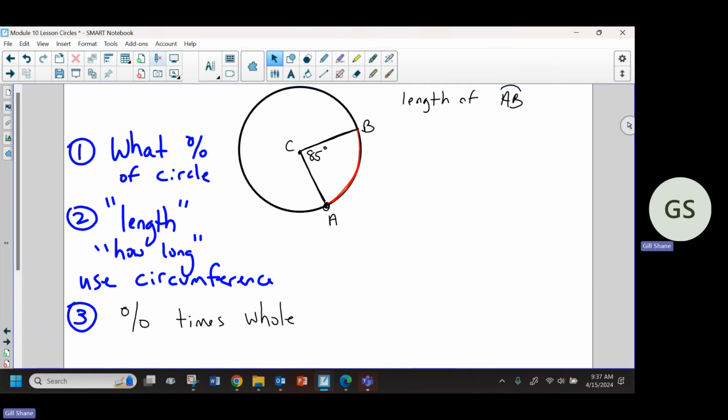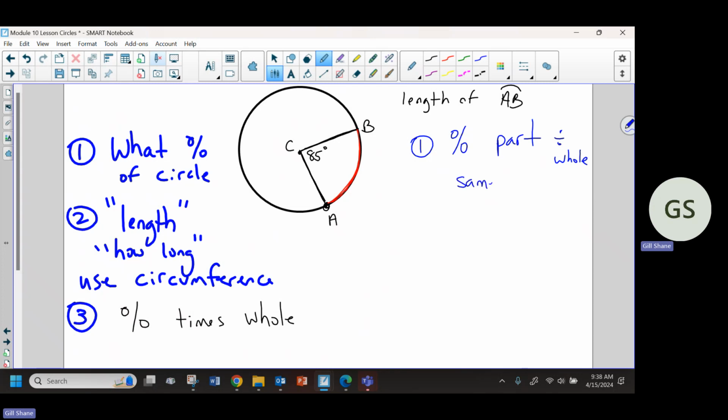A lot of you didn't know how to find the percentage. Percentage means you take a part, the part they give you, divided by the whole. That's how you find the percentage. And they have to be in the same measure, same units, whatever you want to call it.